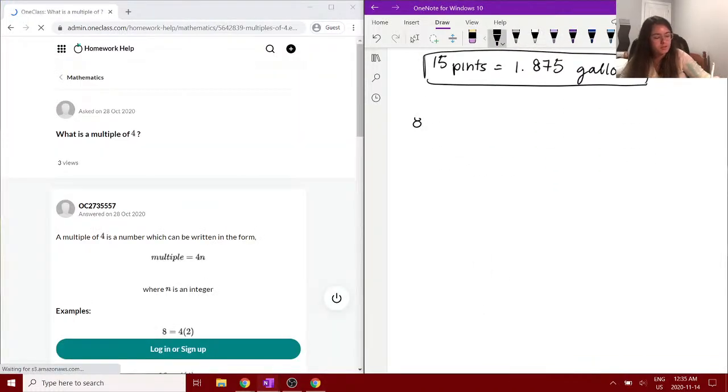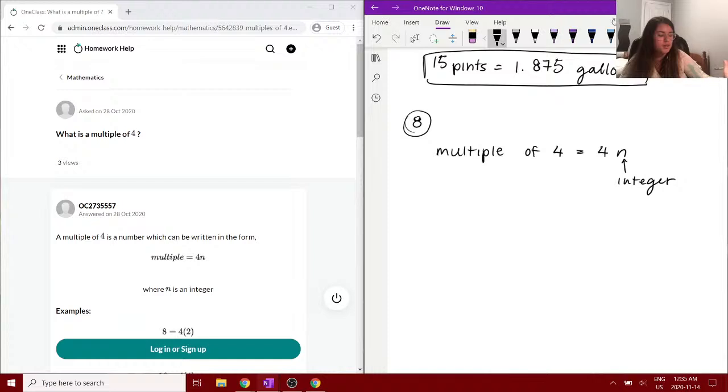On to our final question for today. We have question number 8. And this question asks, what is a multiple of 4? So we can easily come up with this little tiny formula that a multiple of 4 is equal to 4 times n, where n is an integer, okay? So any integer times 4 is called a multiple of 4, okay?